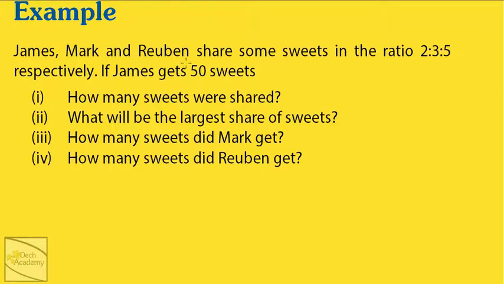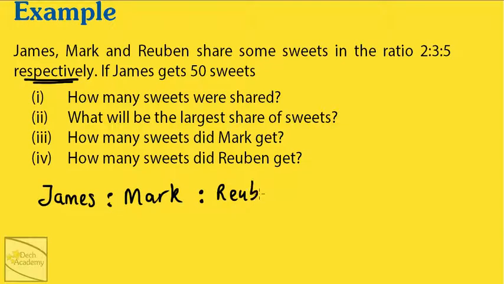James, Mark, and Ruben share some sweets in the ratio 2 to 3 to 5, respectively. And what that first sentence just means is that the ratio of James' number of sweets to Mark's to Ruben is 2 to 3 to 5, meaning that this 2 corresponds to James, 3 corresponds to Mark, and the 5 corresponds to Ruben. So moving on, it says if James gets 50 sweets, how many sweets were shared?